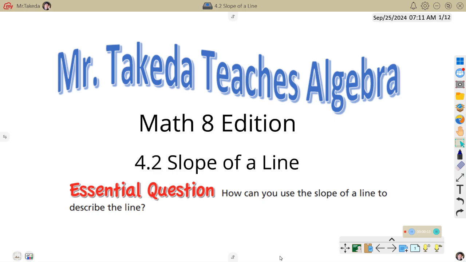This is lesson 4.2, in which we explore and understand what is the slope of a line. So, if you're ready, let's go.